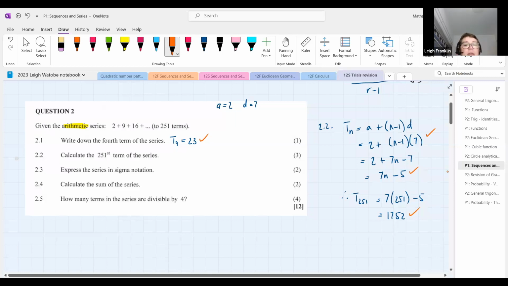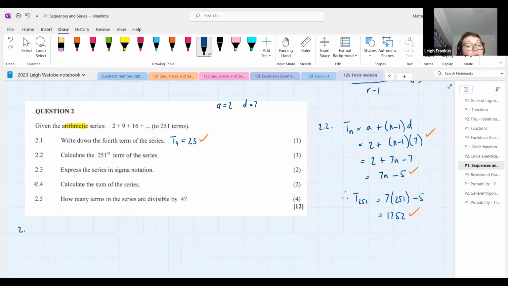Okay, now the next thing that they want us to do is express the series in sigma notation. So they actually want us to write the sigma notation for this particular series. All right, so let's go back and refresh our memories quickly on what sigma notation is, first of all, and what it means. So when we write sigma notation, we have to have the sigma symbol. Then there's going to be a number that goes at the bottom and a number that goes at the top.